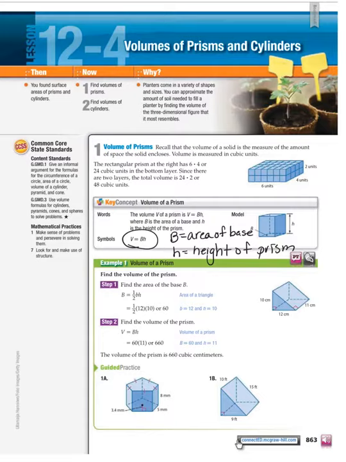Okay, I had to erase a little and give myself some room to work. Now we have a 1, 2, 3, 4, 5. So we have a right pentagonal prism for 1A. So I need to find the area of my base and then multiply that times the height of my prism. Well, I see that I already have the height of my prism. My height is 8.